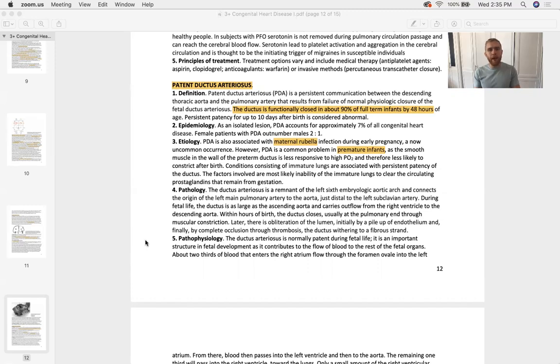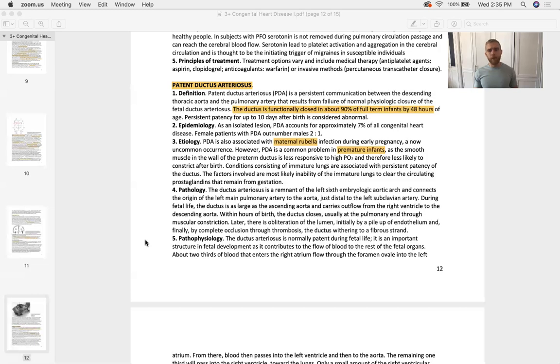You're born with a patent ductus arteriosus, but it closes in about 2 days of birth because of prostaglandin E2. And when it doesn't close, we need to close it because really bad things can happen. Now, a patent ductus arteriosus that won't close is associated with maternal rubella, which we don't really see a lot in America. You'll probably not see it that much on your rotations, but if you go to another country, rubella is still a thing.